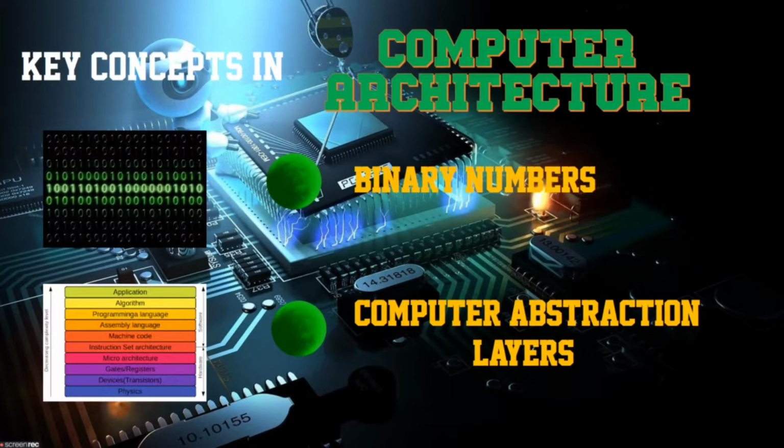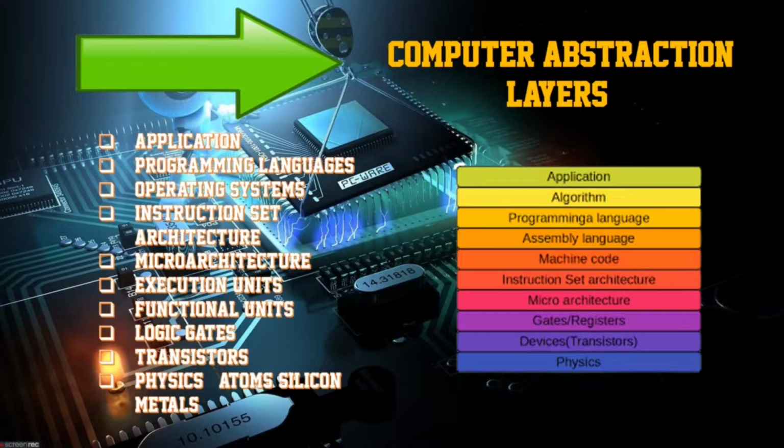Binary numbers and computer abstraction layers were discussed under key concepts of computer architecture. I have assimilated under computer abstraction layers the following. We have here application, programming languages, operating system, instruction set architecture, microarchitecture, execution units, functional units, logic gates, transistors, physics, atom, silicon, metals as well.